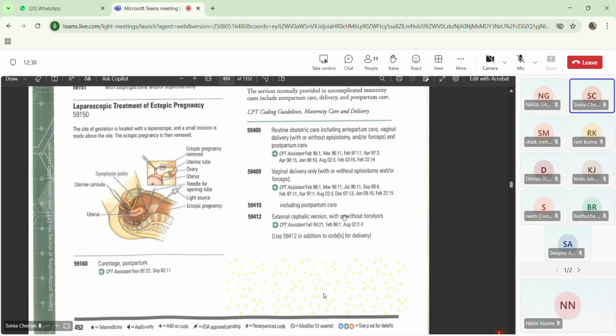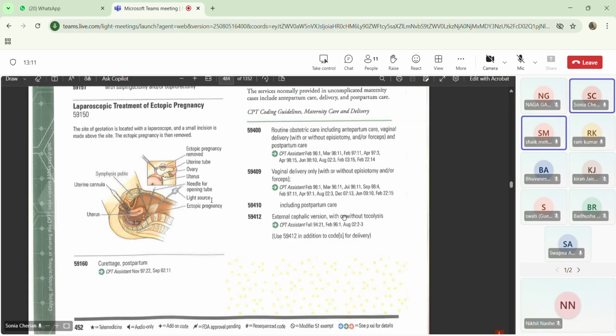So, what is the antepartum care? During pregnancy. Okay. What is intrapartum? During the delivery. During delivery, yes, correct. During delivery is what you mean by intrapartum. Okay, and what is postpartum?